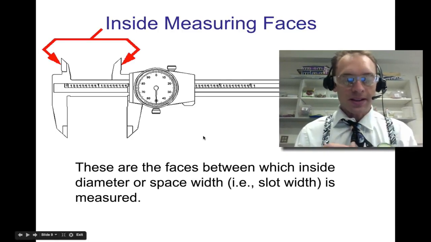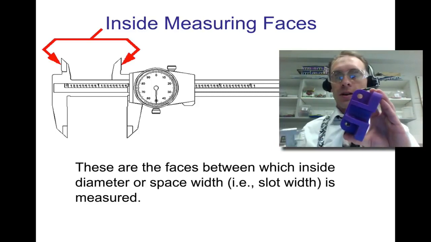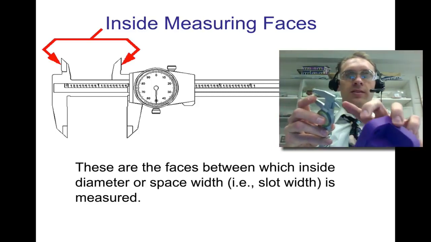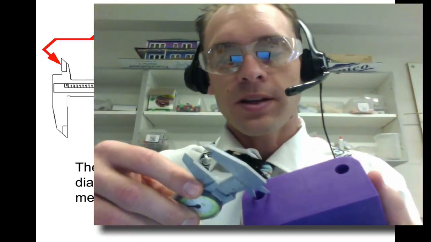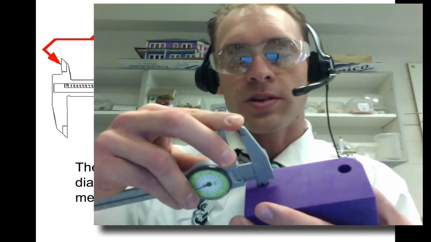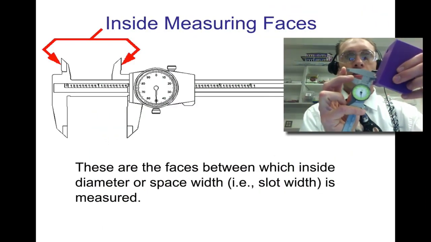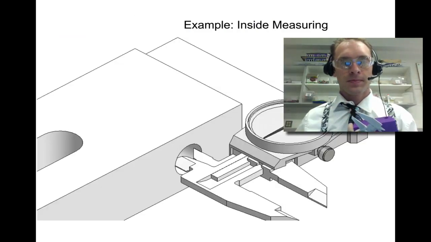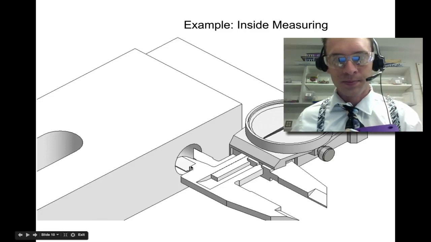If you want to do inside diameter, let's say I want to measure the inside diameter of this hole. I stick these little points, and it shows it on your screen there too, right inside here, and then pull it apart, and it's measuring the inside diameter. Now I just need to read the calipers. So that's another example of them showing the exact same thing I showed you.